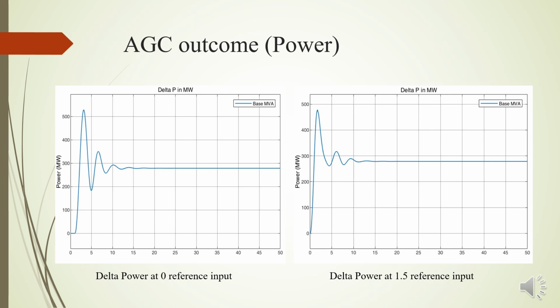And last, here are the AGC outcomes in terms of power. We can see the graph of delta power at 0 reference input and delta power at 1.5 reference input. The first graph initially exhibits a power increase above 500 megawatt, oscillating around 3 megawatt before stabilizing after 10 seconds. The second graph similarly shows an initial increase but stabilizes after around 5 seconds, suggesting a more effective control system with reduced overshoot.